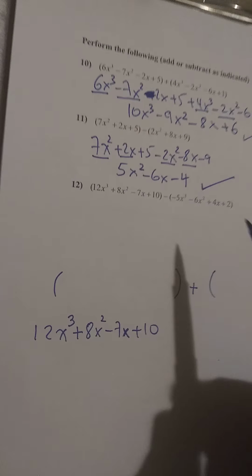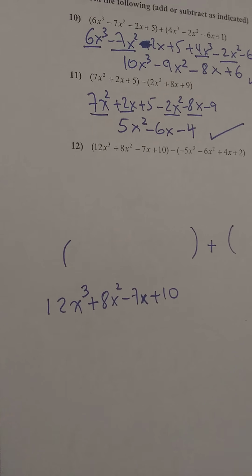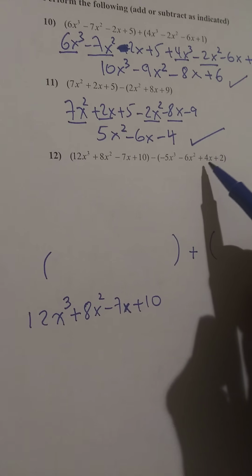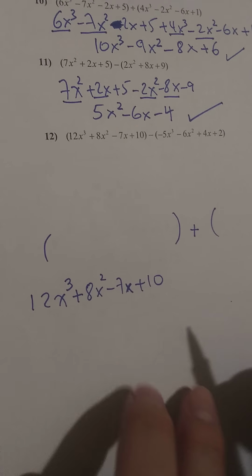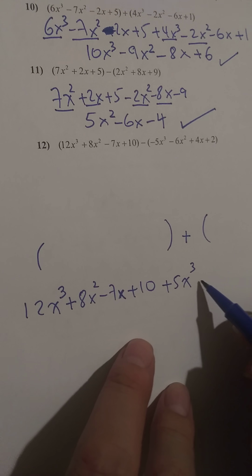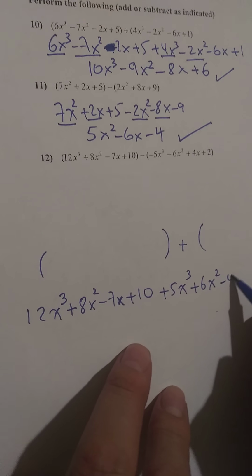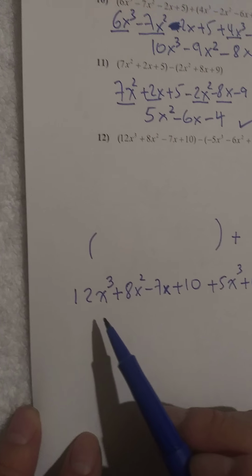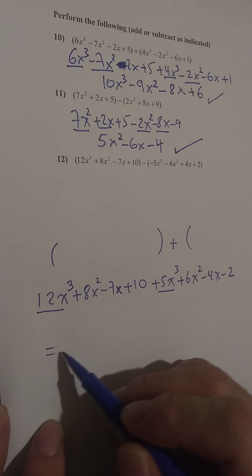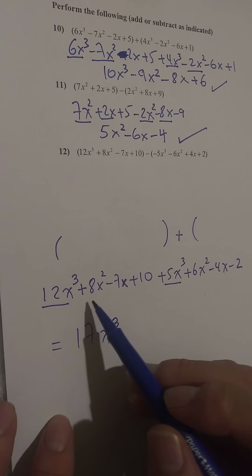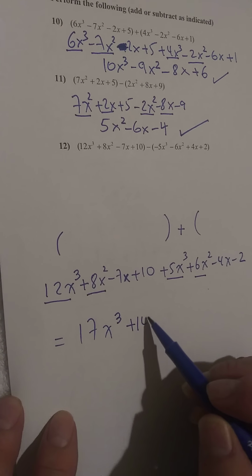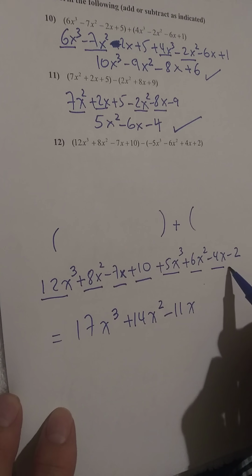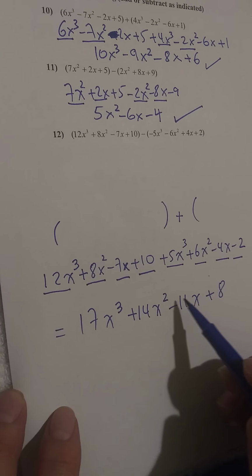In this example here, the first polynomial, I'm going to rewrite here. But the second polynomial has a minus in front of it. So I'm going to change the sign of each of these terms inside. This becomes plus, plus, minus, minus. So it's plus 5x cubed plus 6x squared minus 4x minus 2. And now I'm going to combine the like terms. Okay, 12x cubed plus 5x cubed, that's 17x cubed. 8x squared plus 6x squared is plus 14x squared. Minus 7x minus 4x is minus 11x. Plus 10 minus 2 is plus 8. No more like terms. This is done.